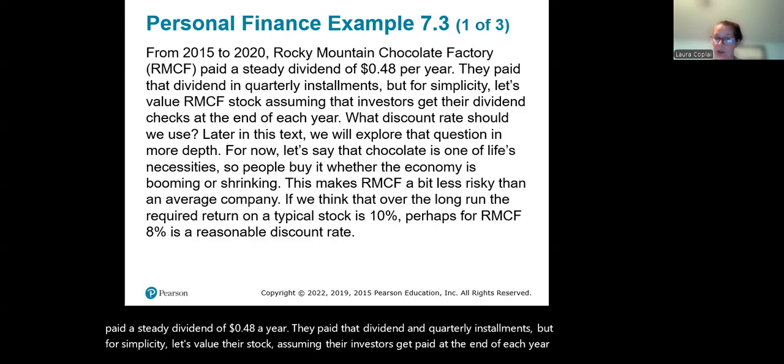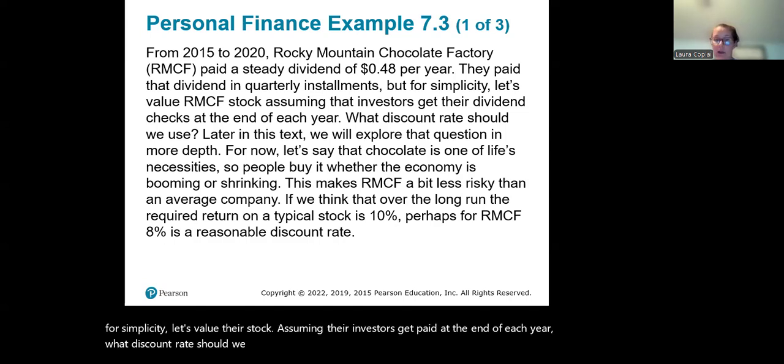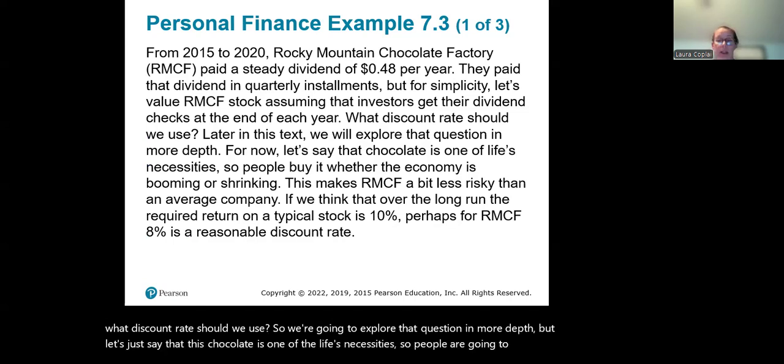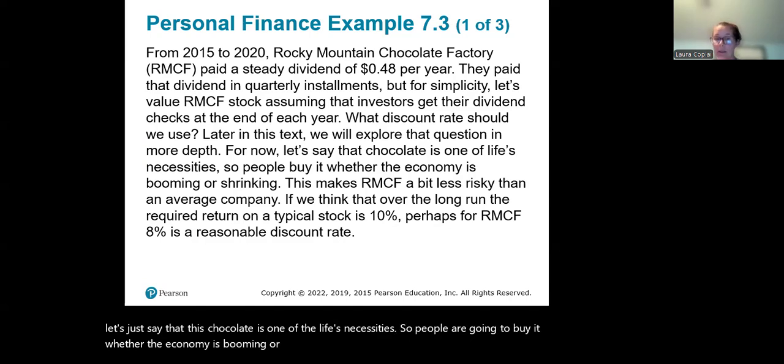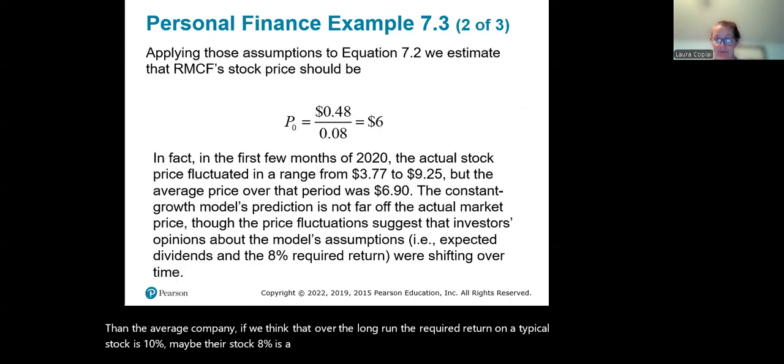What discount rate should we use? We're going to explore that question in more depth, but let's just say that chocolate is one of life's necessities. So people are going to buy it whether the economy is booming or shrinking. That makes this company a little less risky than the average company. If we think that over the long run, the required return on a typical stock is 10%, maybe for their stock, 8% is a reasonable discount rate.